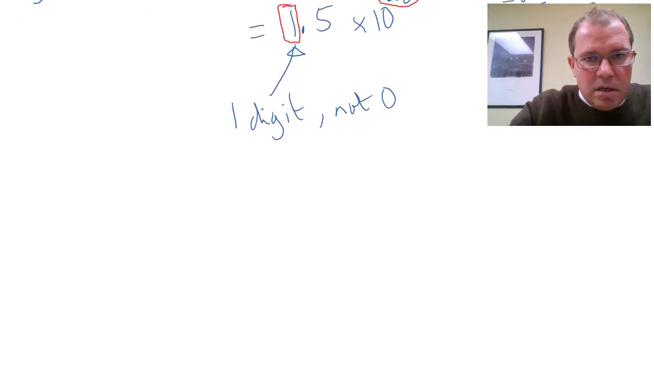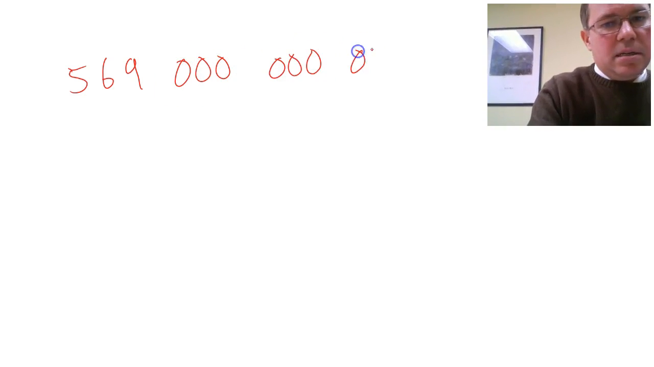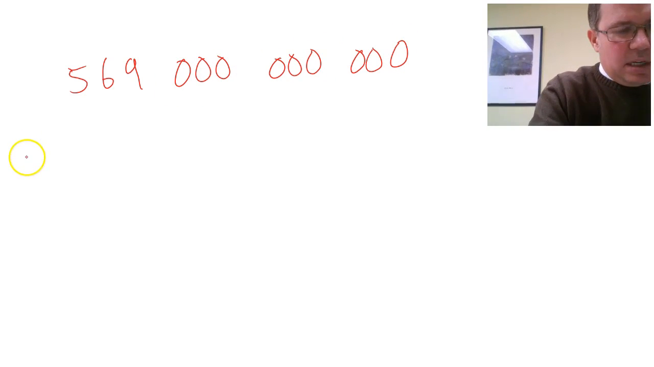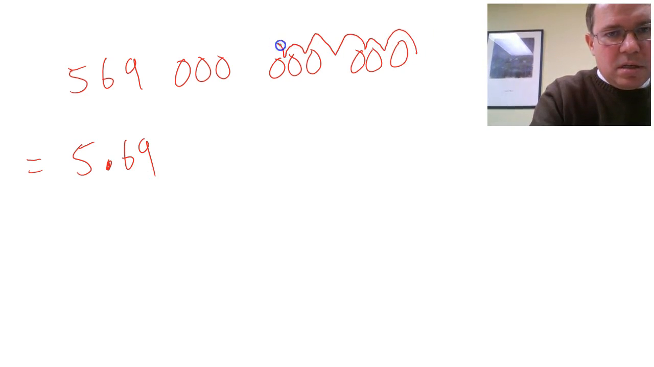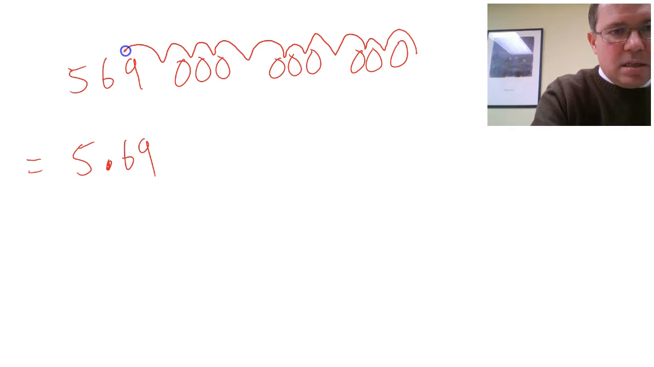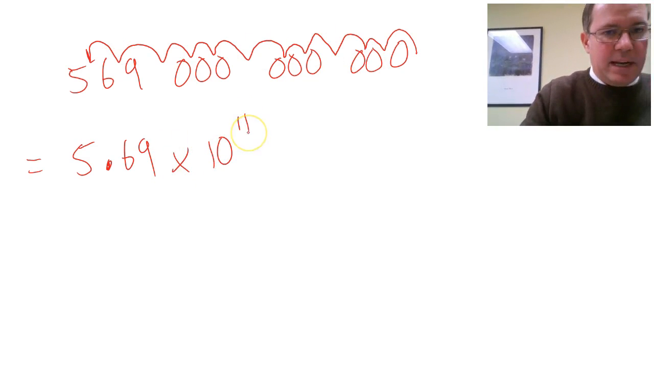Let's do another example. So let's go the other way. Imagine I had 569, and then I'll just pile on a lot of zeros there. And let's write this in scientific notation. So it would be equal to 5.69. How many places is Mr. Decimal Point moving? Let's count that. There we go, so just hop him along. And how many did you get? You should have got 11, so times by 10 to the power 11.